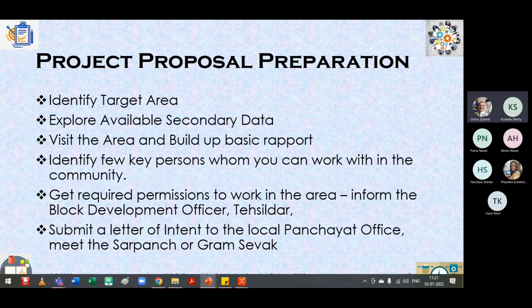And if you don't meet, sometimes you may not meet the sarpanch because he could be very busy. But the gram sevak is always there in every village. So make sure that you coordinate with the gram sevak in informing him of your planned activities whenever required.